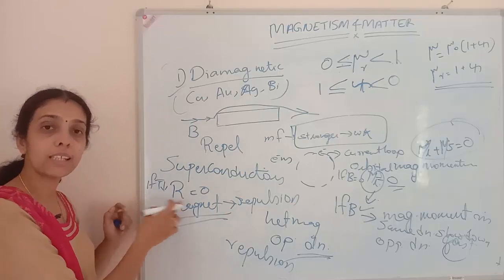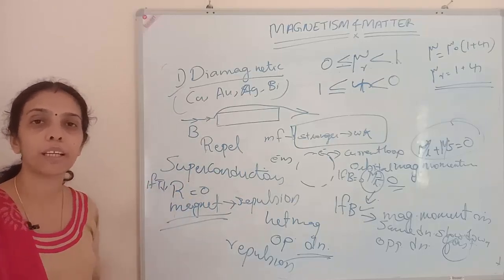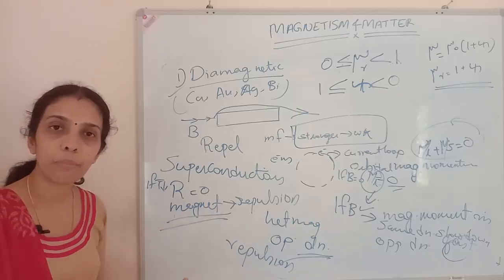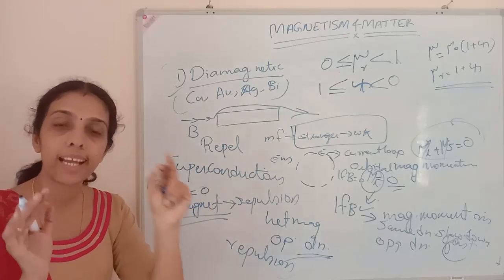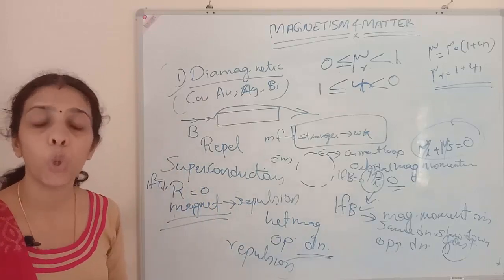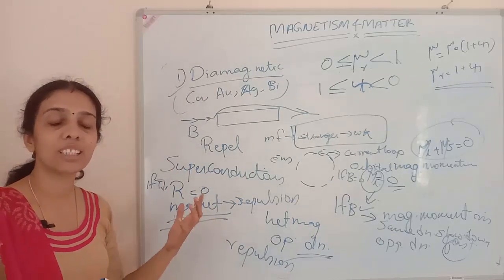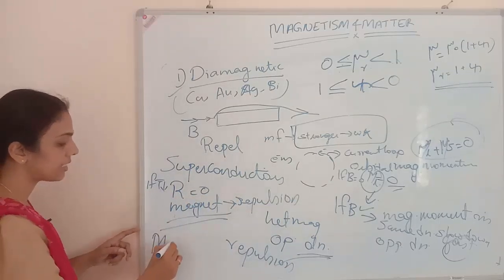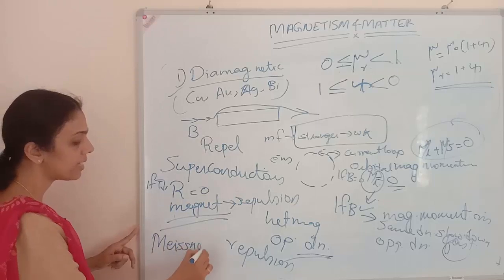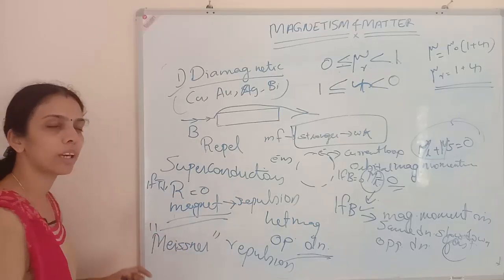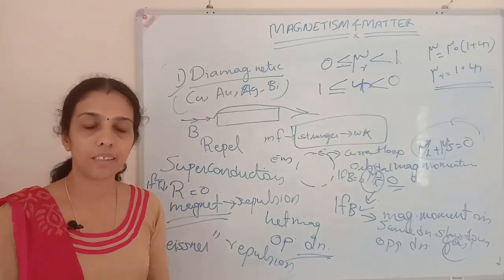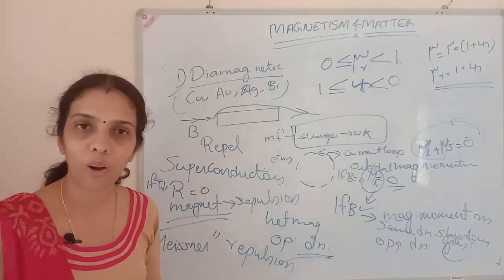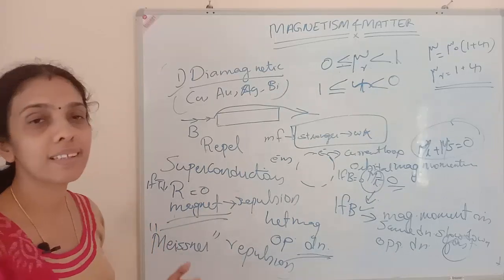If we are reducing the temperature, the magnetic field is fully repelled. When it is getting repelled, it is showing perfect diamagnetic properties at low temperature. At low temperature, it will show perfect diamagnetic property, and this was discovered by the scientist Meissner. So it is called the Meissner effect. The superconductors which show that perfect diamagnetism, it is called the Meissner effect.